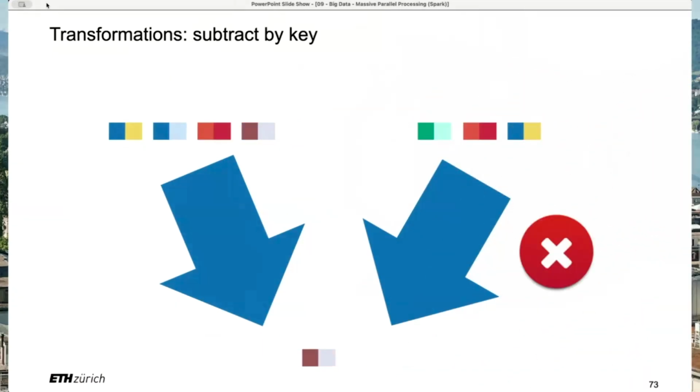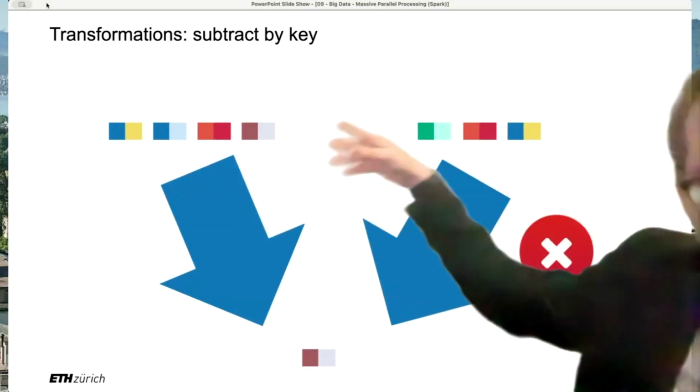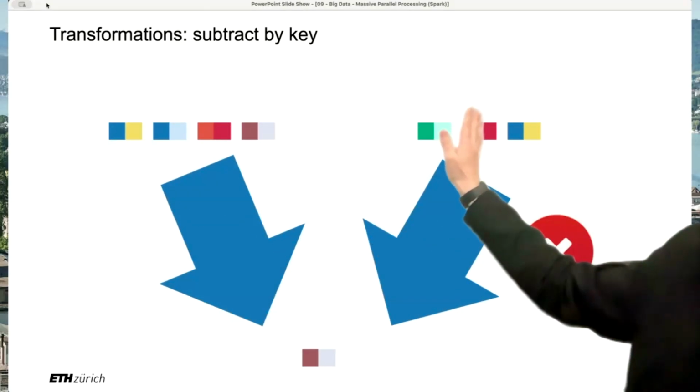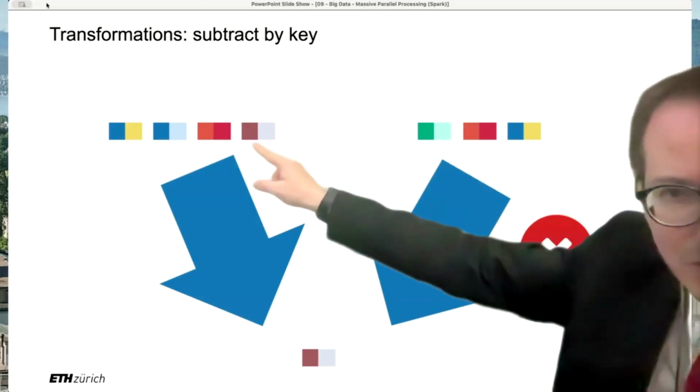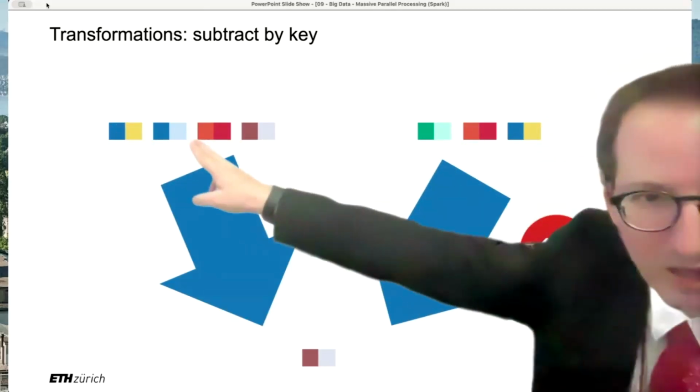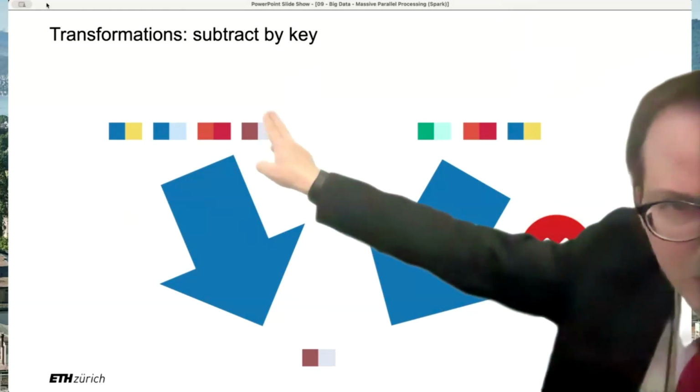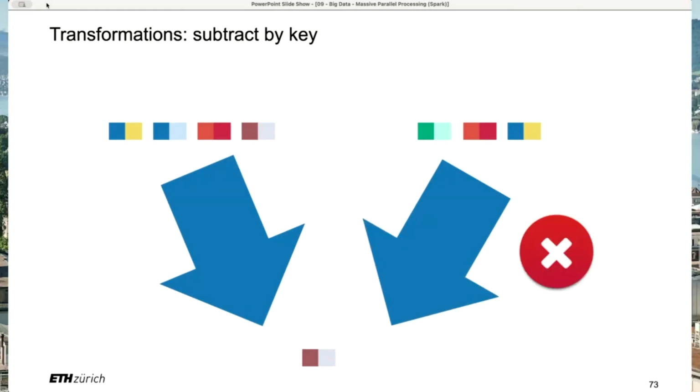Let me check the time. 3 minutes. I just cannot start anything new, but showing you the menu is fine. We can subtract by key. That's just eliminating the key values where the key is on the right. So we eliminate the blue because the blue is here. We eliminate the orange because the orange is in here, and only this one survives, right?